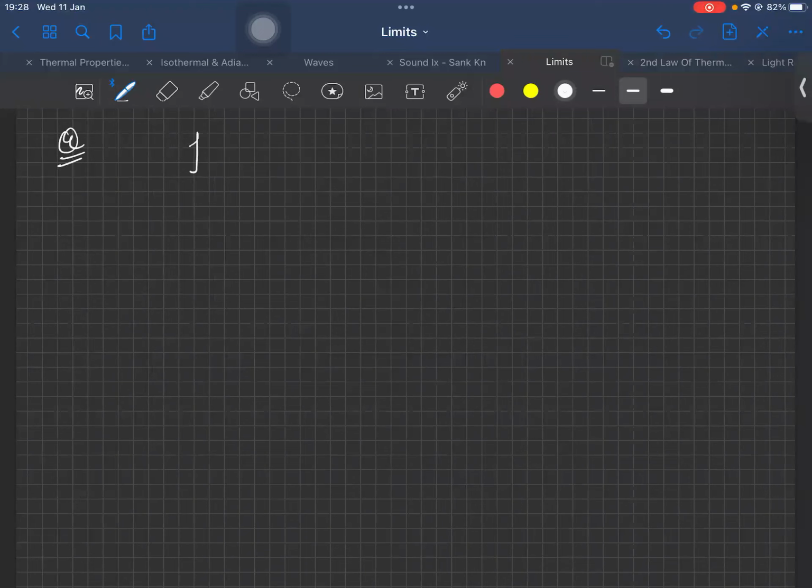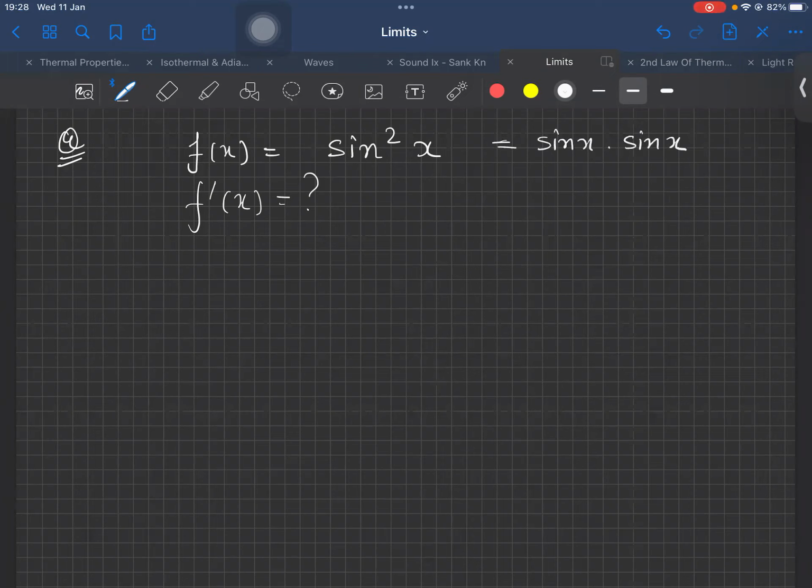See, f of x is equal to sine square x. Find the derivative. Find f dash of x. How will you do it? You can write it like sine x, 2 cos x. 2 cos x, sir. Check it again. Wait, sir. I want you to prove it like this. Use the product rule and prove it. Okay, sir.